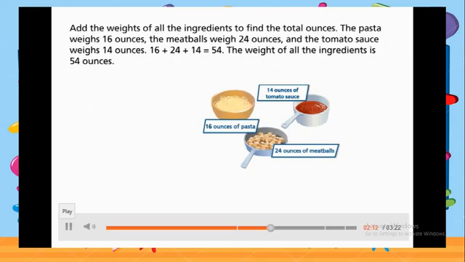The pasta weighs 16 ounces, the meatballs weigh 24 ounces, and the tomato sauce weighs 14 ounces. 16 plus 24 plus 14 equals 54. The weight of all the ingredients is 54 ounces.